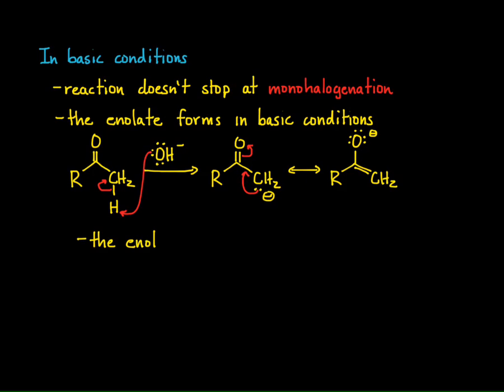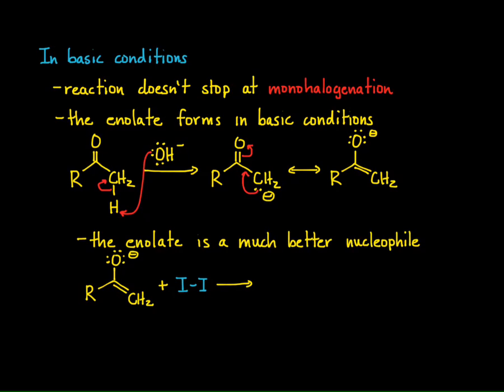And the thing with enolates is that they are much better nucleophiles than enols. Just like alkoxides are better nucleophiles than alcohols, hydroxide is a better nucleophile than water, so too enolates are better nucleophiles than enols. And so what happens is that enolate can then react with iodine. And again, we have a pi bond here. So the pi bond attacks the iodine and is stabilized by the oxygen.